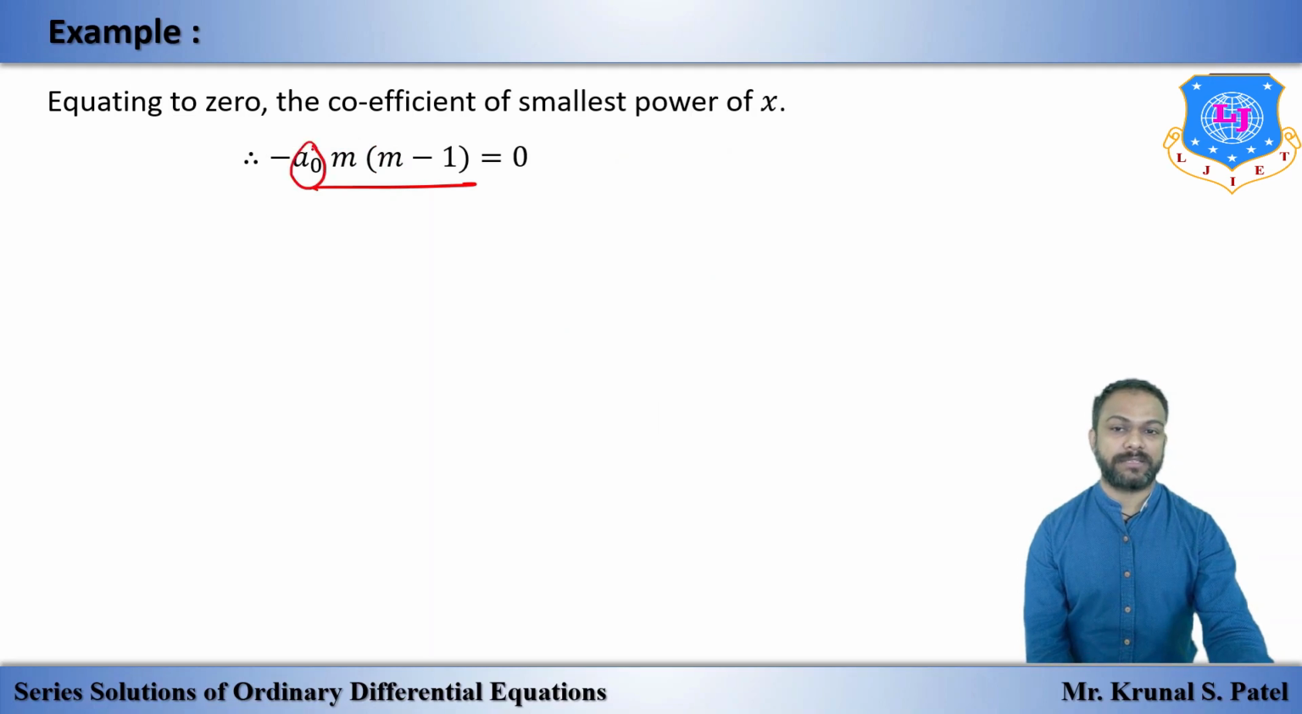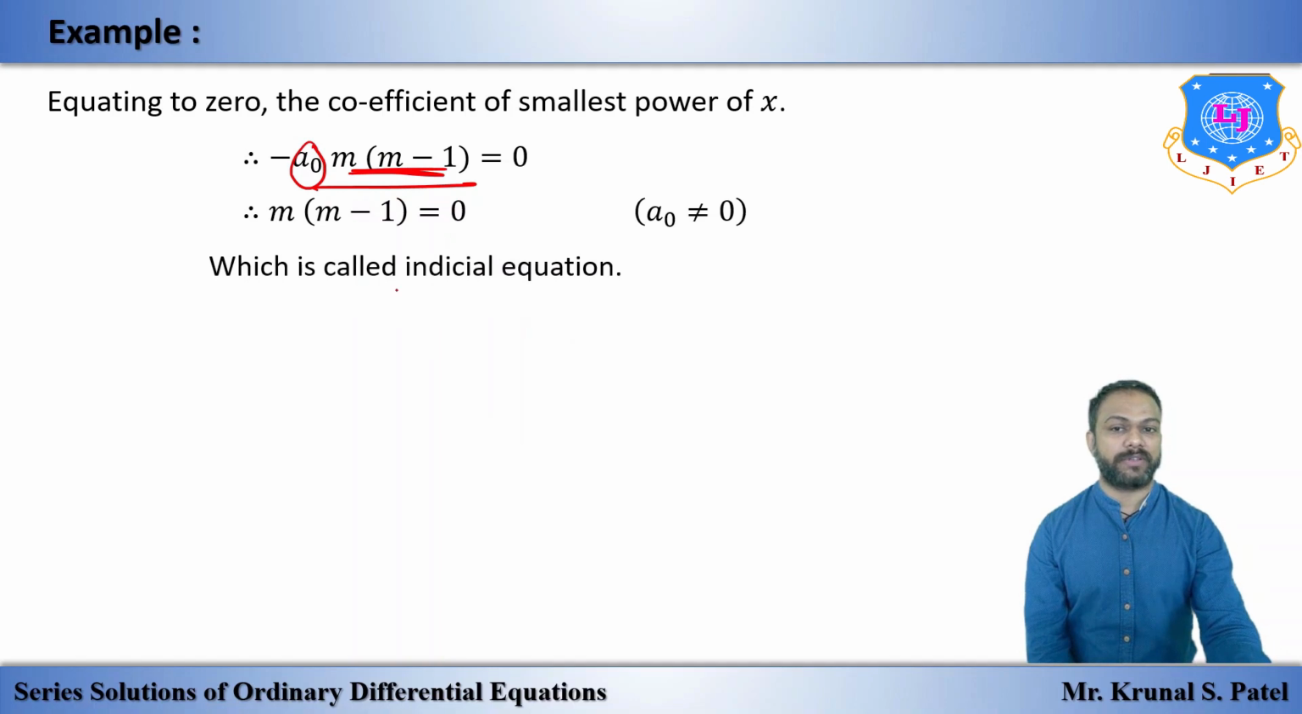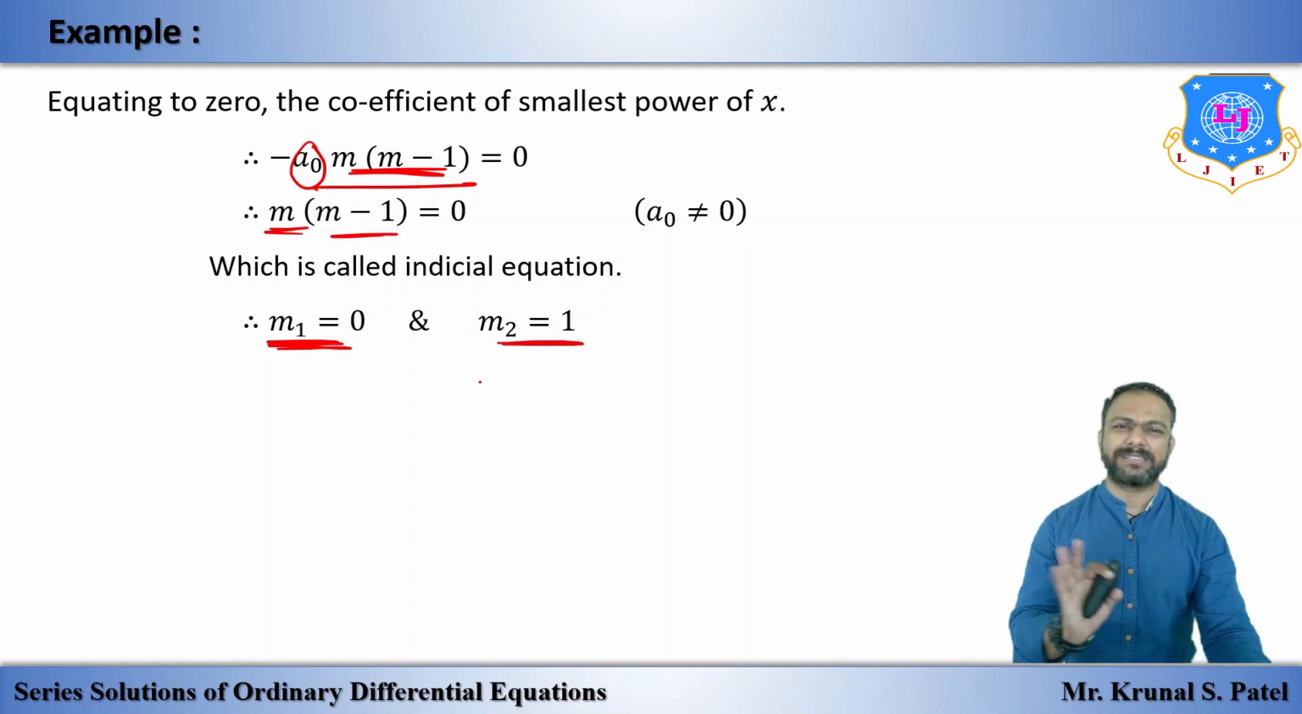Now as we know that this a0 will never be 0, so we have m into m minus 1 is equal to 0, which is our initial equation. By solving this, we have m is equal to 0 and m is equal to 1, as we decided that the smaller root is always denoted by m1 and the larger root denoted by m2 in each and every case. This by default you have to just decide.